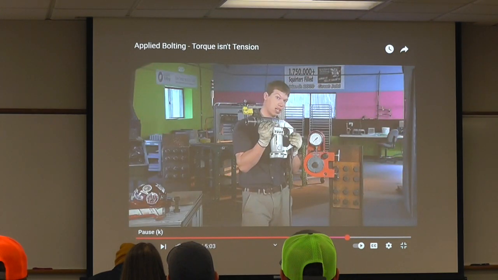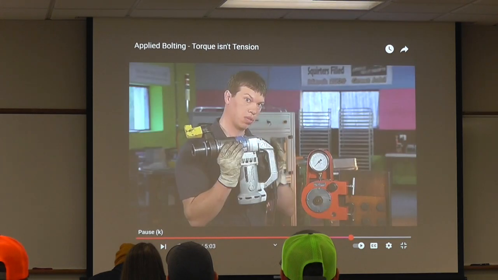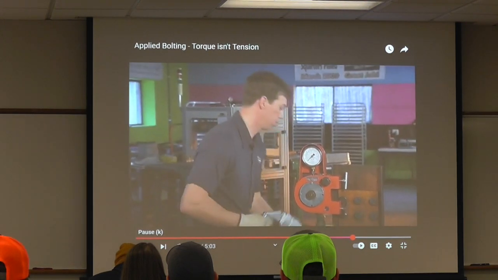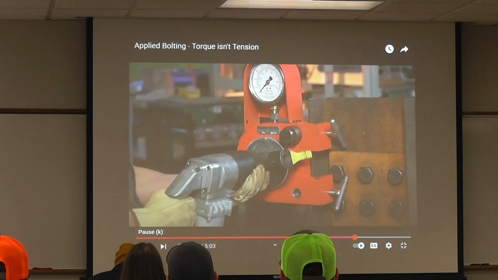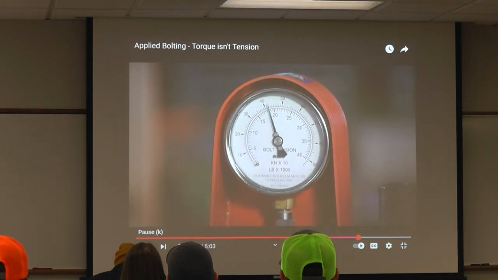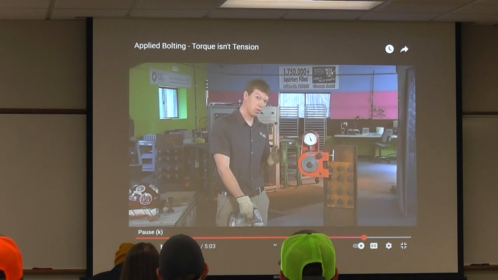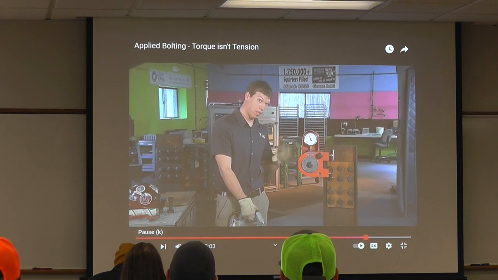Again, we're going to take our gun, still set at the 450 foot-pounds, hold my finger on the trigger, and we'll see what kind of tension we get. We get about 48,000 pounds of tension. We're above our 39,000 pounds, which is the minimum.